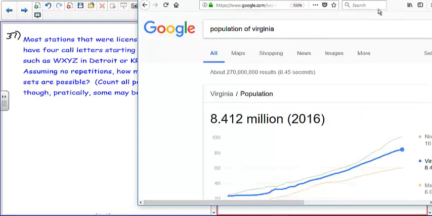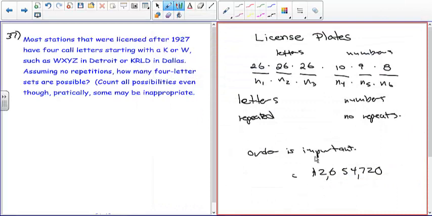Okay, so it's 8.4 million. So most likely you're not going to have 2 cars per person on average. So that's probably enough, and that's probably why they've chosen that particular sequence. They could get more choices by having more letters and fewer numbers. Okay.